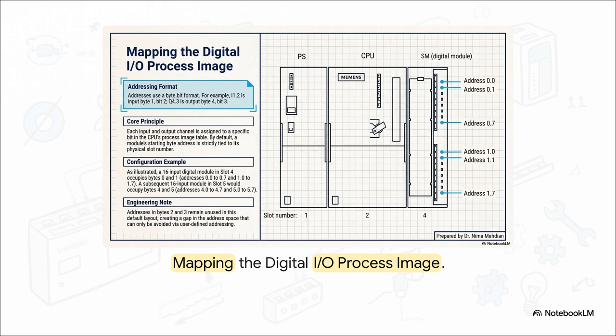If you then place your next 16-input module right next to it in slot 5, it occupies bytes 4 and 5. Because of this strict default physical mapping, addresses in bytes 2 and 3 are just completely skipped over. They remain entirely unused, which creates this distinct gap in your address space. You can bypass this using user-defined addressing, sure, but you absolutely have to understand this default logic first.